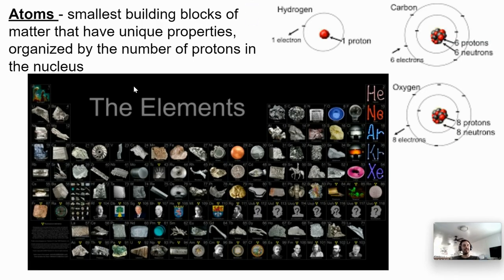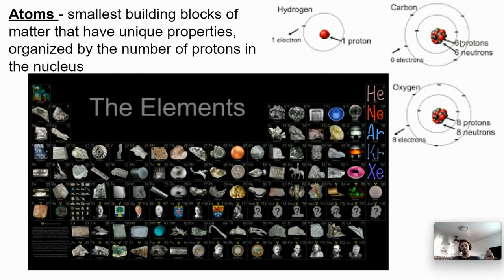So I don't have you writing this down. Atoms are the smallest building blocks of matter that have unique properties. So they're organized by the number of protons in the nucleus. So hopefully you got that from last chapter. Hopefully you understand that the number of protons determines an atom. So every atom with one proton is called hydrogen.